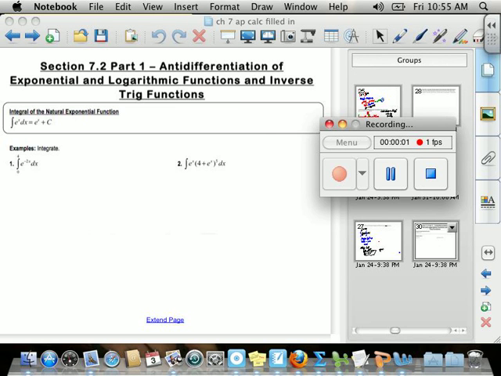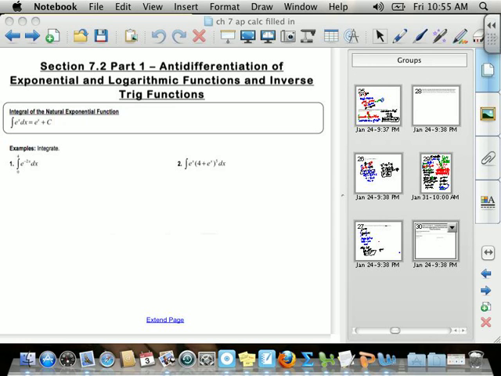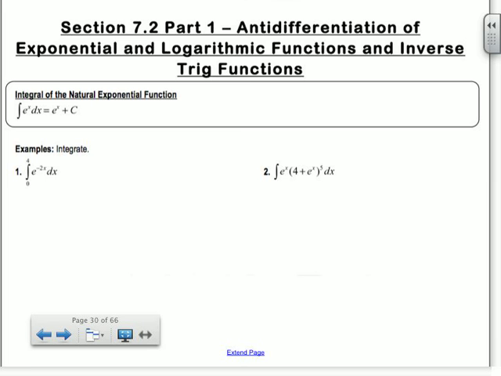All right, section 7.2 part 1 is on lots of different things. So exponential and log functions and then inverse trig functions. All right, so I think you guys know that when you integrate e to the x, you get itself, e to the x. Just like when you take the derivative of e to the x, you get itself. So I had to do 7.2 part 2 first because I realized that was the substitution method, and I put a lot of those problems in here.